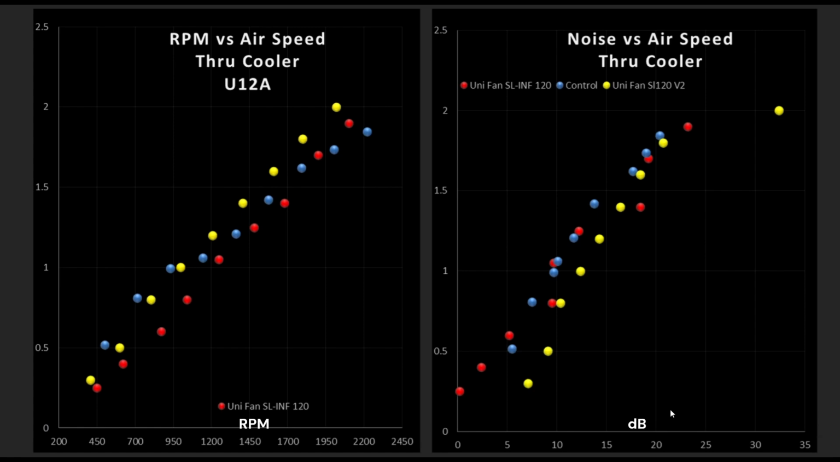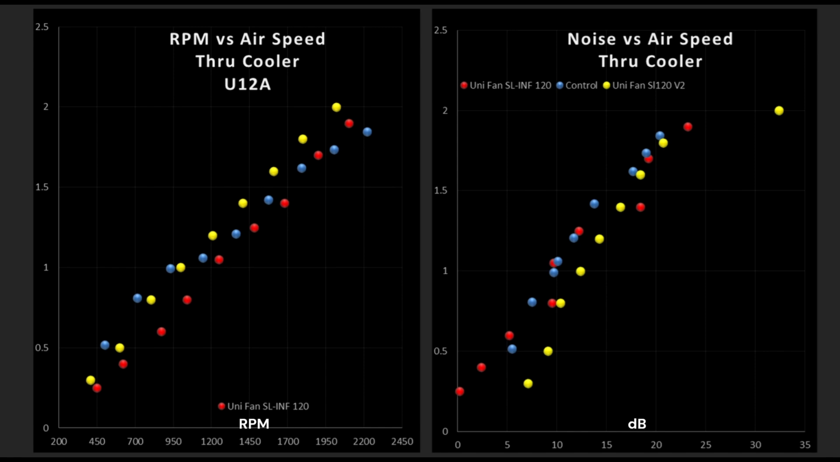On to the testing for airspeed, going to my CPU air cooler, the Noctua U12A. On the left side, we have RPM versus airspeed. This is basically a blade efficiency. It is how good is this blade design at pushing air through the heatsink. Nothing more, nothing less. On the right side, we have noise versus airspeed.